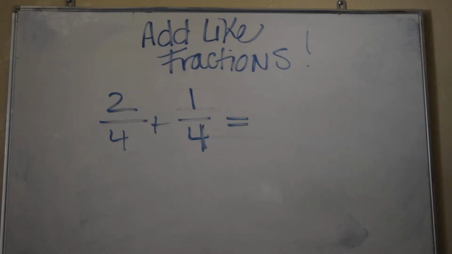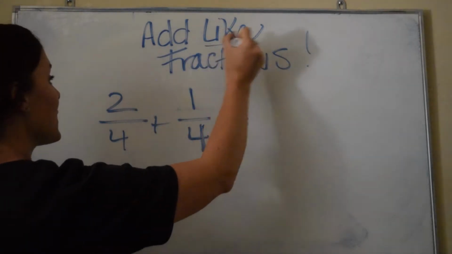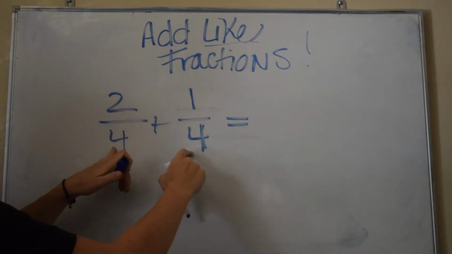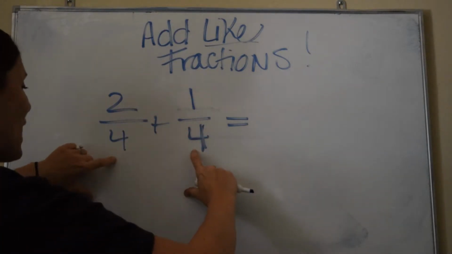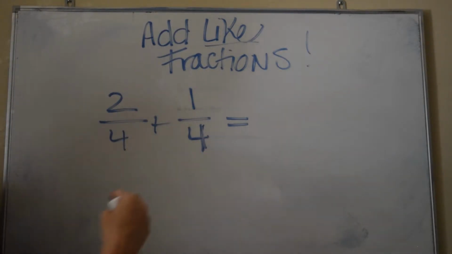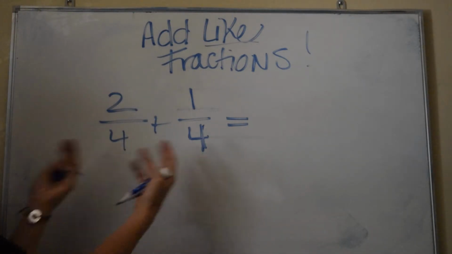We are adding like fractions. I love this lesson because the denominators are the same, which makes it very easy on us. Okay, so when you're adding like fractions, the reason why it says like is because the denominators are the same. In order to add fractions straight across, you have to have the same denominator. In this particular lesson, they are the same.